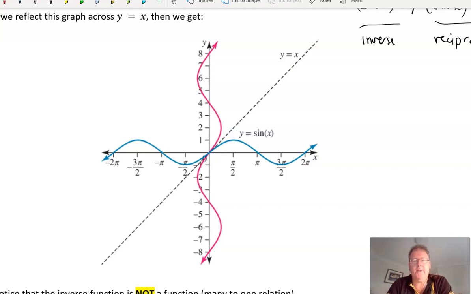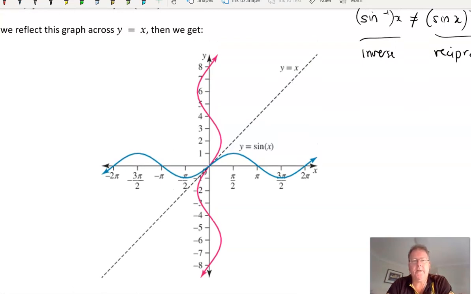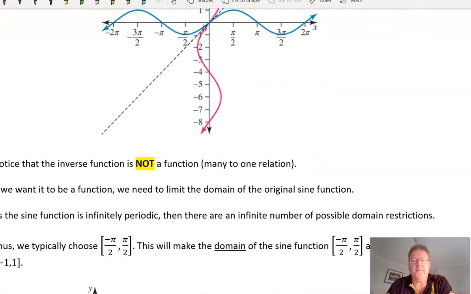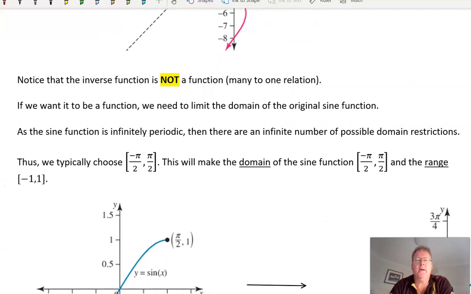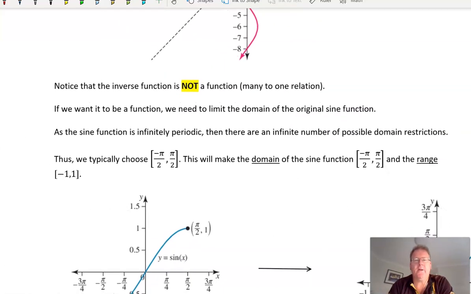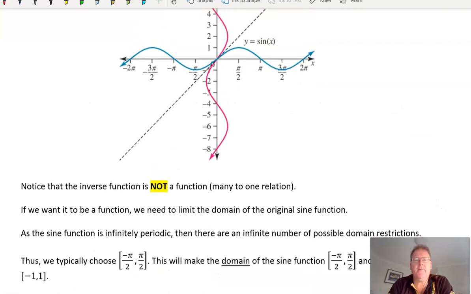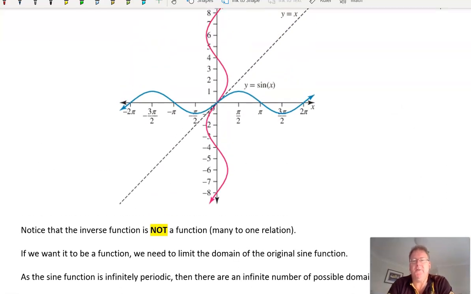Now, the question I have to ask you, is the inverse a function? Hopefully you will identify very quickly that it is not a function. It's a relation, but it's not a function. Okay, we can quickly prove that simply by drawing a vertical line anywhere that crosses the graph. You'll see that the vertical line will touch that graph in more than one place. So by definition, it is not a function. But if we want to define it as a function, then what we can do is limit the domain. Okay, so we're going to limit the domain of the original function. All right, so if we think about the original function, well, there's an infinite number of possible domains we could choose.